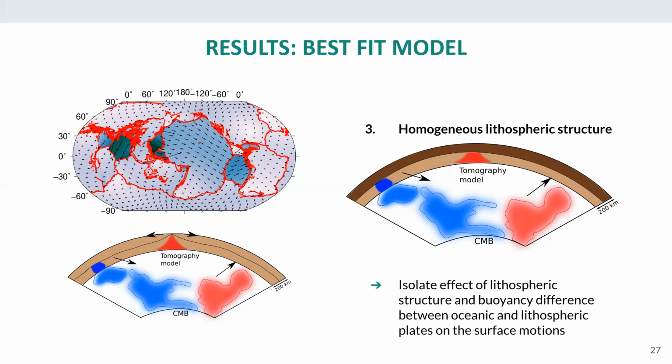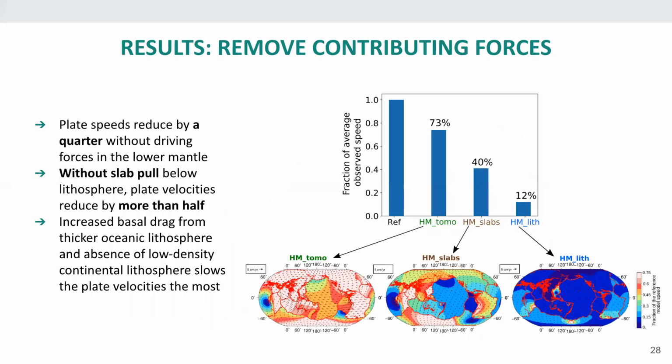Based on these modified configurations of our best fit model, we compute the average velocity from each of these models and divide it by a reference model, which is the best fit model. So the HM tomography is the homogeneous tomography model that has homogeneous structure below 200 kilometers. And this bar chart represents the contribution that comes only from the top 200 kilometers. What it shows is that the plate speeds on average are 73% reproduced if we have the lithospheric structure and the slab pull near the surface.